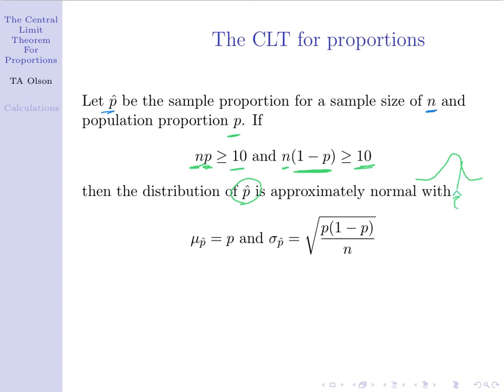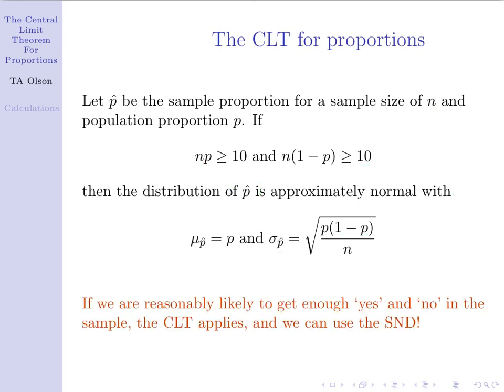Our P hats are going to come from here with mean P and standard deviation equal to this thing. This is actually a significantly easier standard deviation calculation than we had before. It's going to be the square root of the proportion of yeses times the proportion of no's divided by our sample size, right? And that's going to tell us our width.